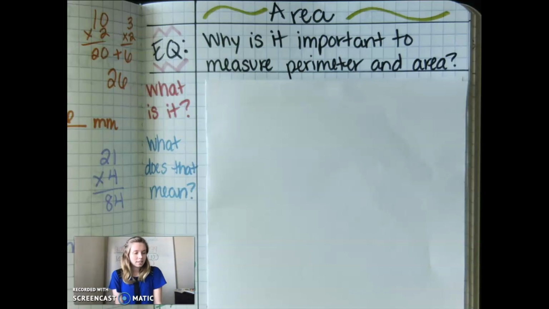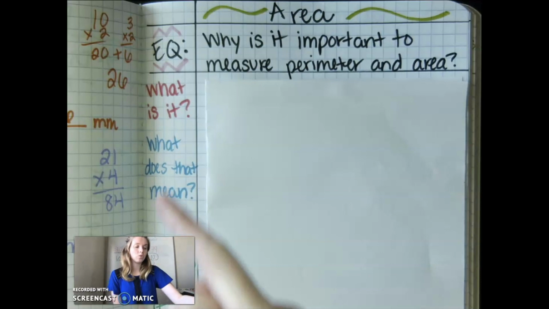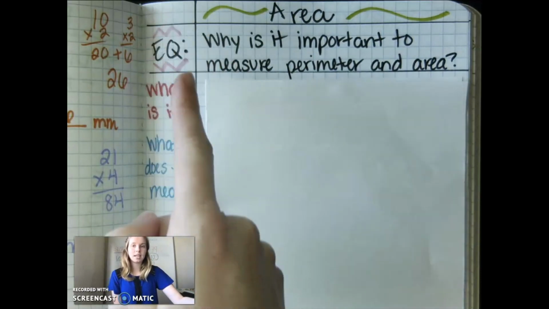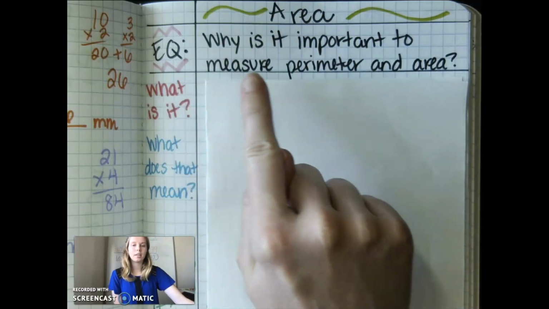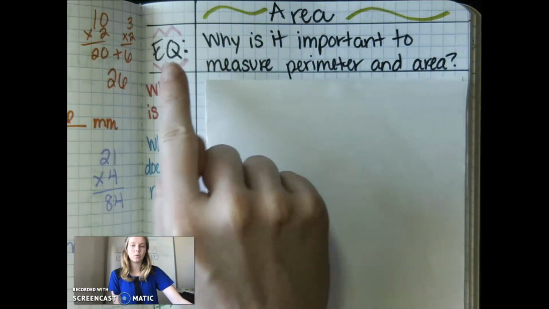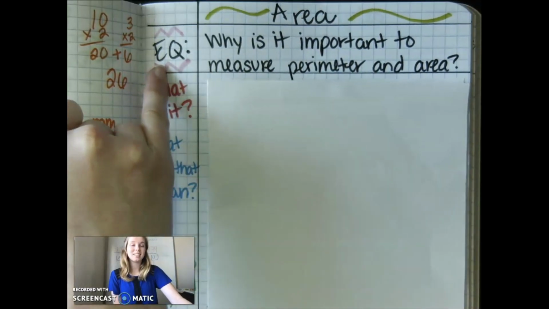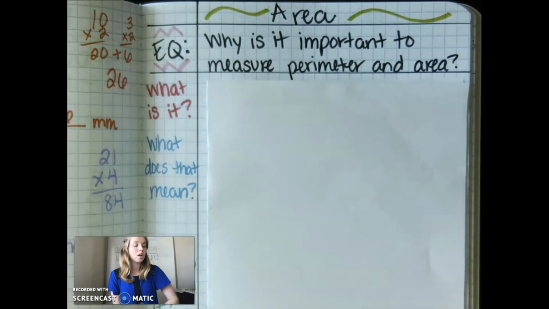Our notes on area today are in Cornell note format. So make sure you drew the line down the left-hand side, the line across the top for the title section, and the line across the top for the essential question. EQ stands for essential question. Our essential question is, why is it important to measure perimeter and area? We will be answering that question at the end of these notes.